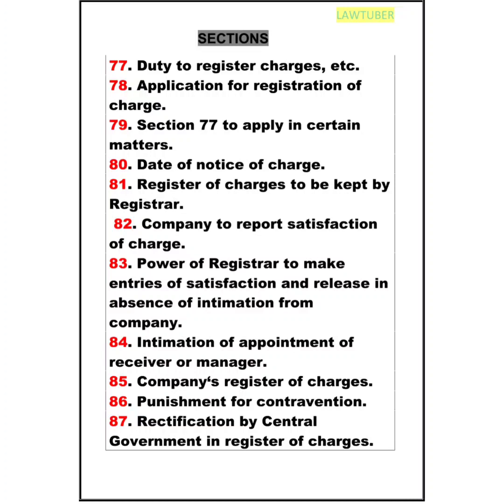84 deals with intimation of appointment of receiver or manager. 85, company's register of charges. 86, the penal section, punishment for contravention. 87, rectification by central government in register of charges. So sections 77 to 87 will be dealt with in depth in the coming videos.